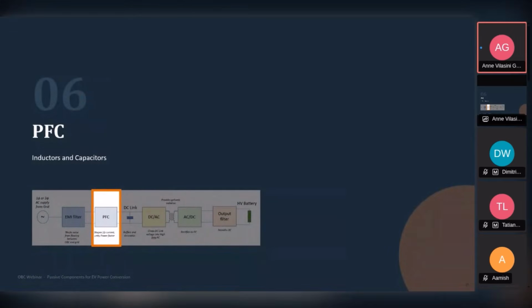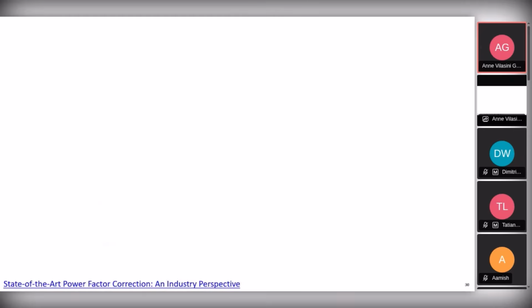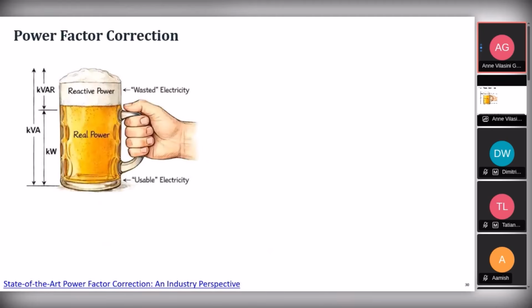So now going on to the next block, which is the power factor correction. Here we talk about the famous beer analogy. When you have a mug of beer, you basically want only the real beer and not the froth. That's similar to the power that you draw from the grid. You only want power that you can use, and not something useless which you have to pay for. Power factor correction does the same thing.